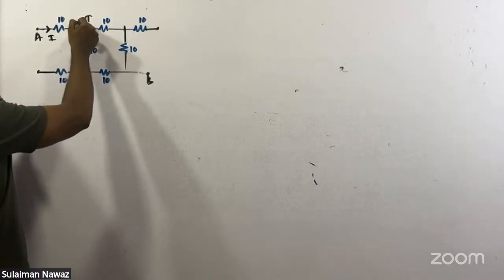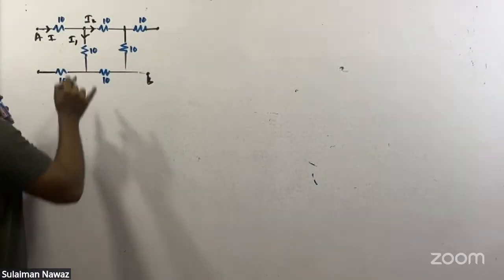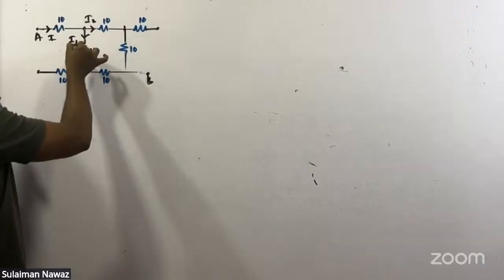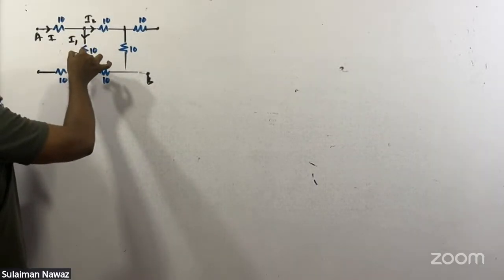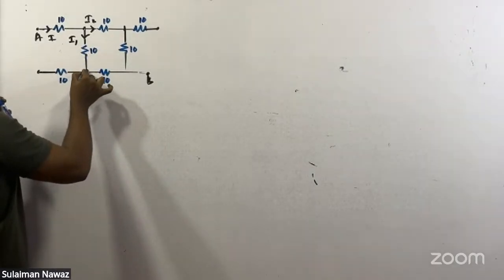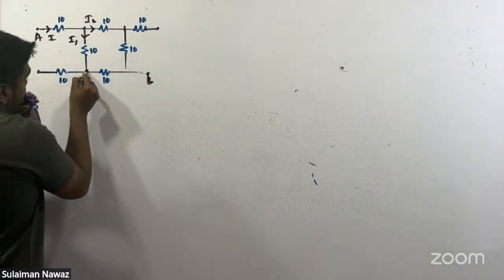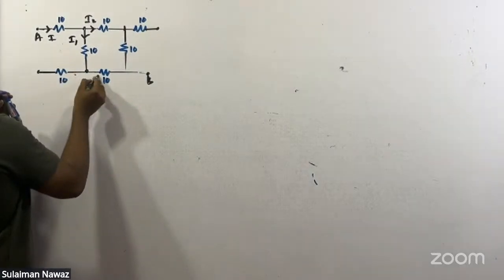Current splits into two, I1 and I2. Just look at this I1 current. This I1 current flows through the 10 ohm resistor, and after coming to this junction, I1 current says that again there are two possible paths.